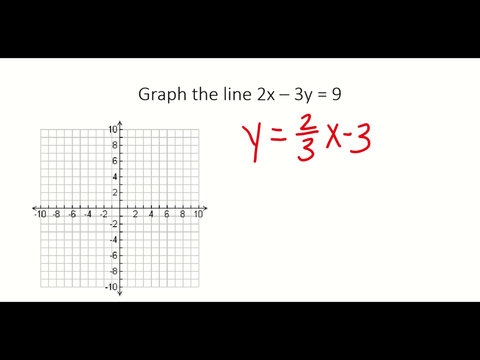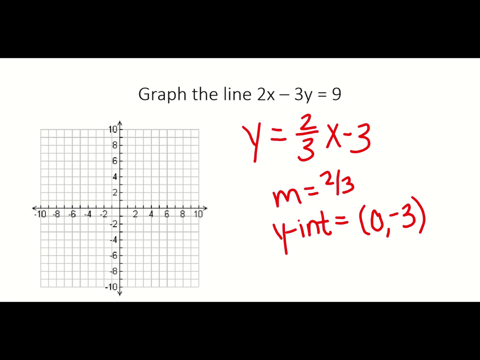So our next example, we want to graph the line 2x minus 3y equals 9. Well, in the previous example, we already said the slope-intercept form was y equals 2/3 x minus 3. So in order to graph this, we've got to pick out our slope and our y-intercept. Our slope is always the number in front of x, which in this case would be 2/3. And our y-intercept is what's added or subtracted. In this case, a negative 3.